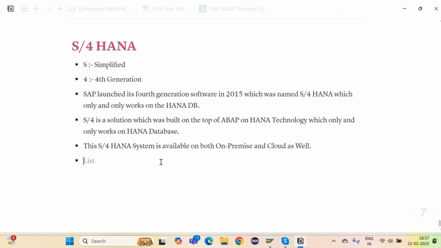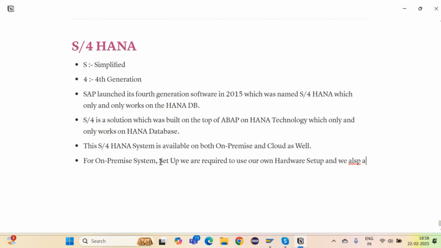So for an on-premise system setup, we are required to use our own hardware setup, and we also need a separate basis team to manage it. We also need that thing.